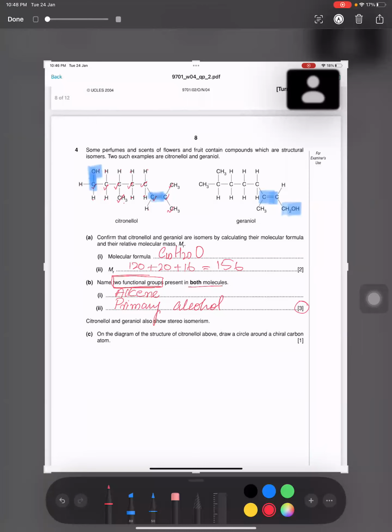Then they are saying on the diagram of the structure of citronellol above, draw a circle around a chiral carbon atom. Around a chiral carbon atom. So for this, we must need to remove all these kinds of things over there. Yes, beta. Sir, it would be the third carbon from the left side, right? From the left side, it should be the third one. Let me check. You are saying this carbon, right?